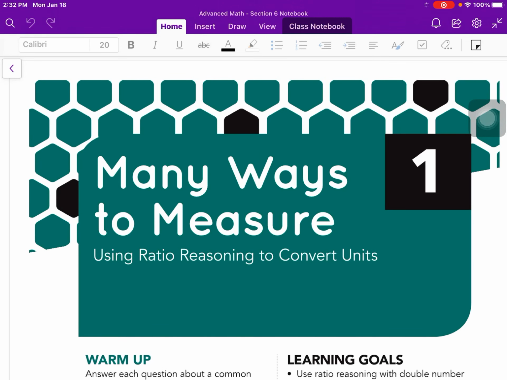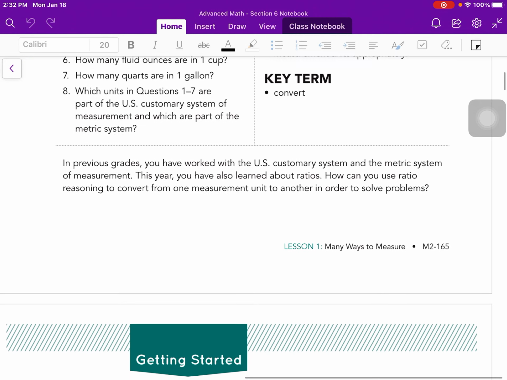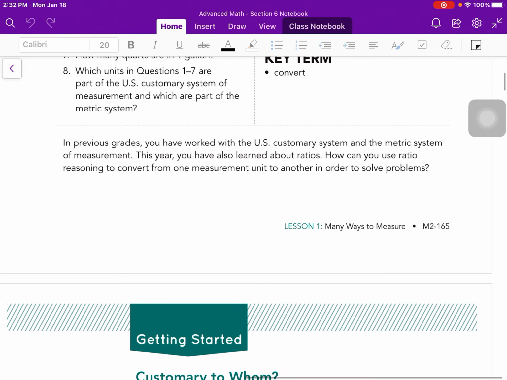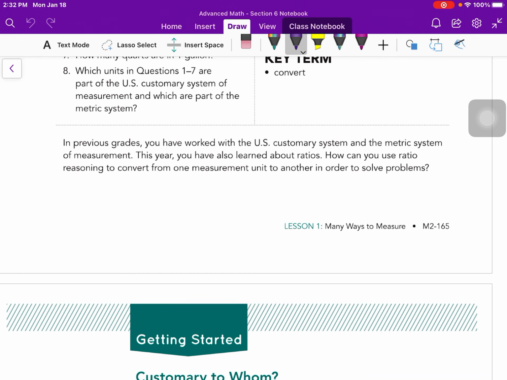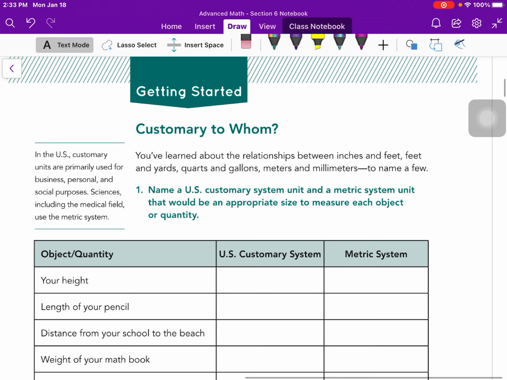Hello, sixth graders. We are on the lesson Many Ways to Measure, using ratio reasoning to convert. We'll talk about measurements today. If you're following along in your textbook, you're looking for M2-165. All right, getting started.